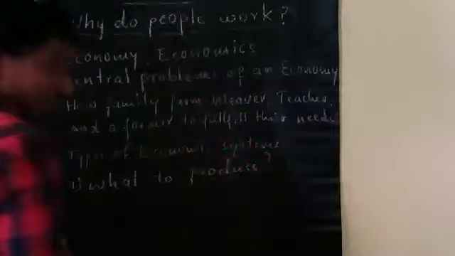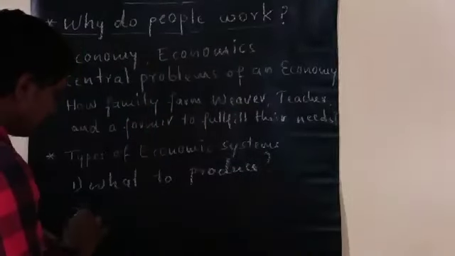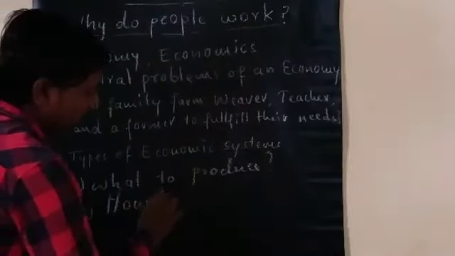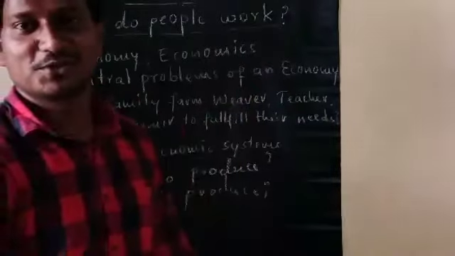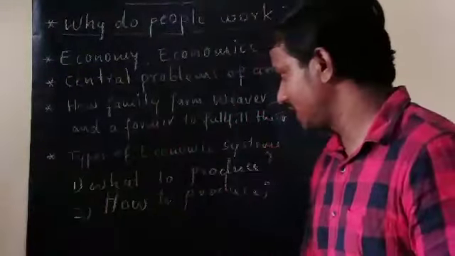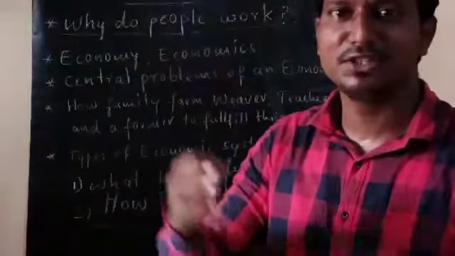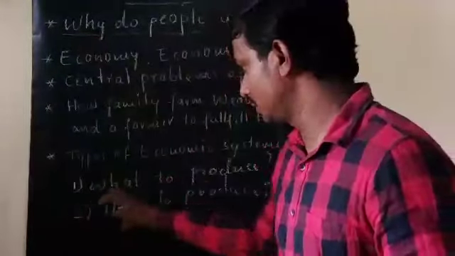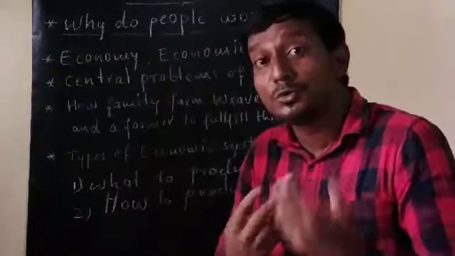Coming to the second problem of the central problems of an economy, that is how to produce. We have understood what to produce. During a time of hunger, we have to produce rice, and during a time of war, we have to produce guns. That is what we have finalized, and that problem is solved. Coming to the second problem, how to produce?